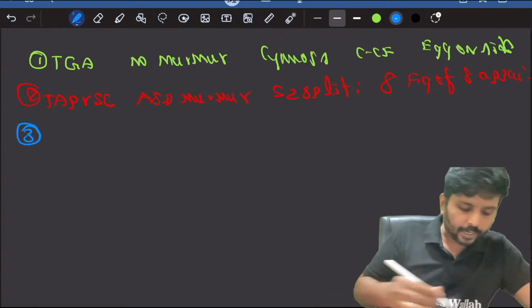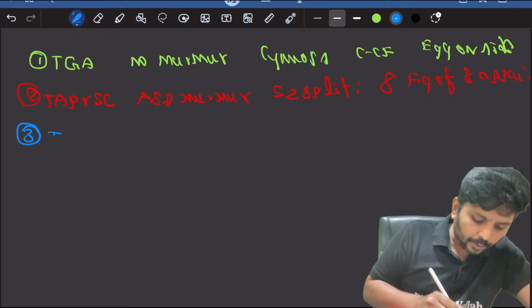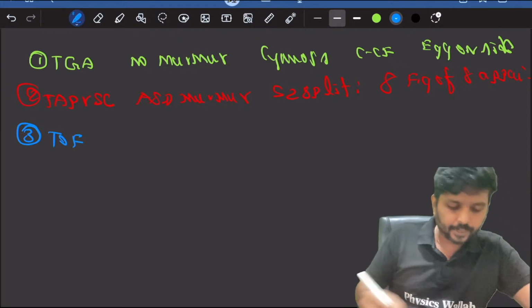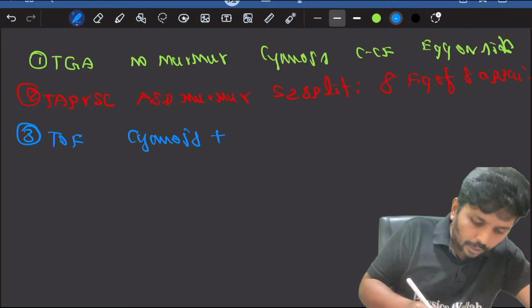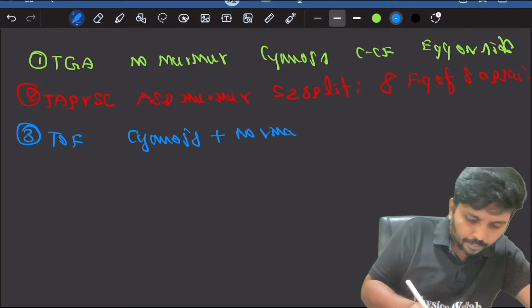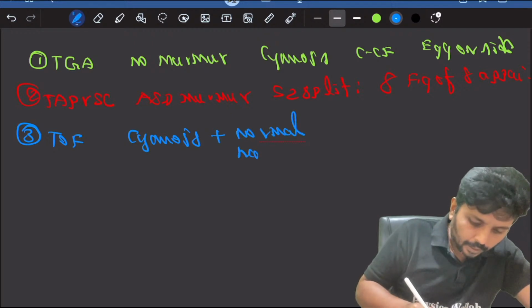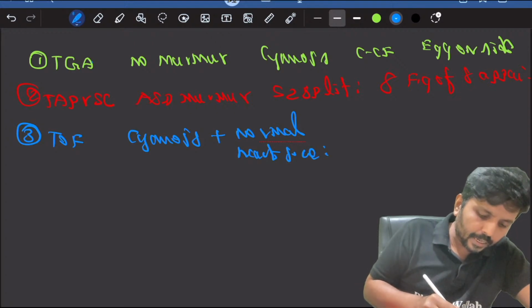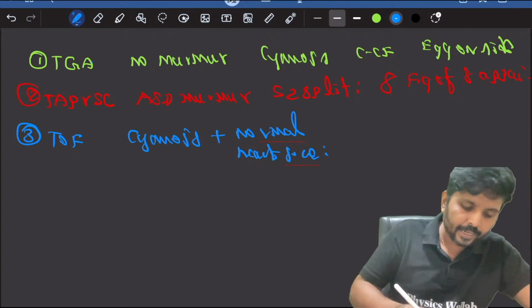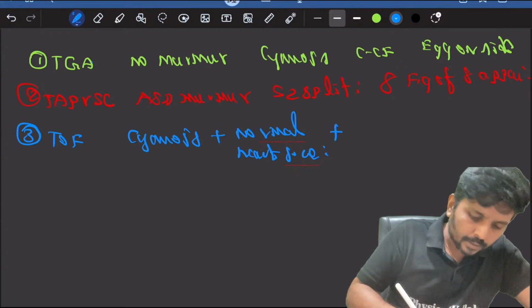3. Okay, TGA, TAPVC. Then you have tetralogy of Fallot. Here there will be cyanosis along with normal heart size. There will not be any cardiomegaly. Normal heart size. Remember, in case of TGA and TAPVC, you will have cardiomegaly. But here, normal heart size, cyanosis plus boot-shaped heart.